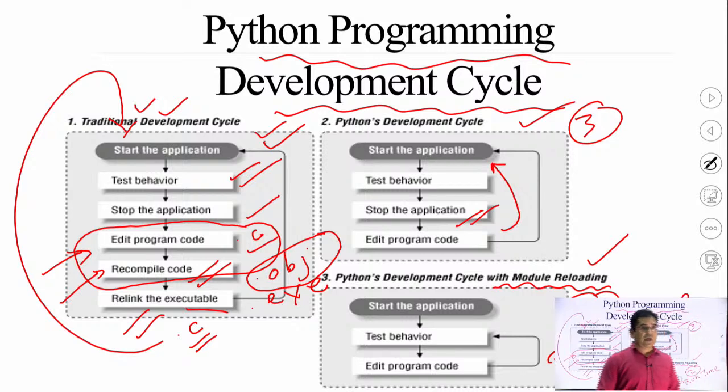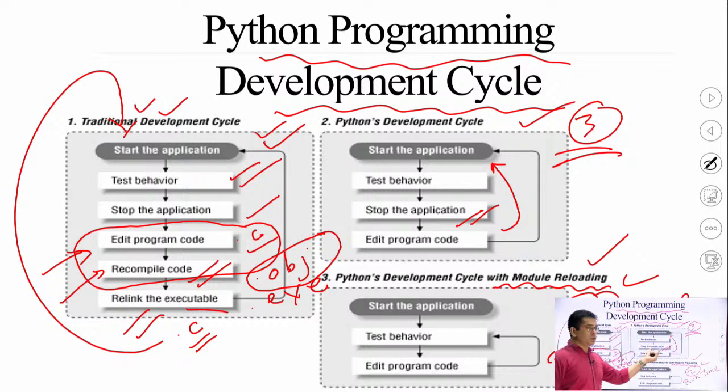So in this case, as you see here, there are 2 development life cycles of the Python programming language. First is a 3-step process, another is a 2-step process. Here you need to stop the application, meaning the code which is under execution needs to be stopped. After that it will be edited, and then again you need to start the application.